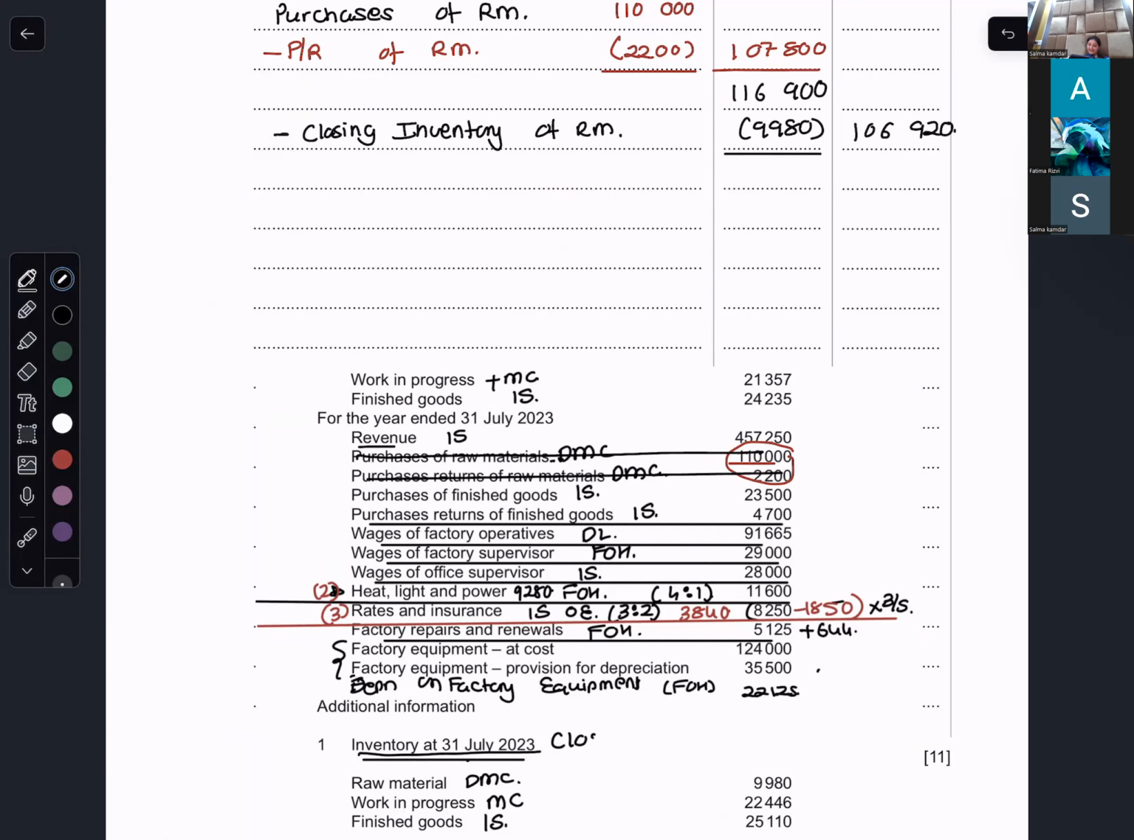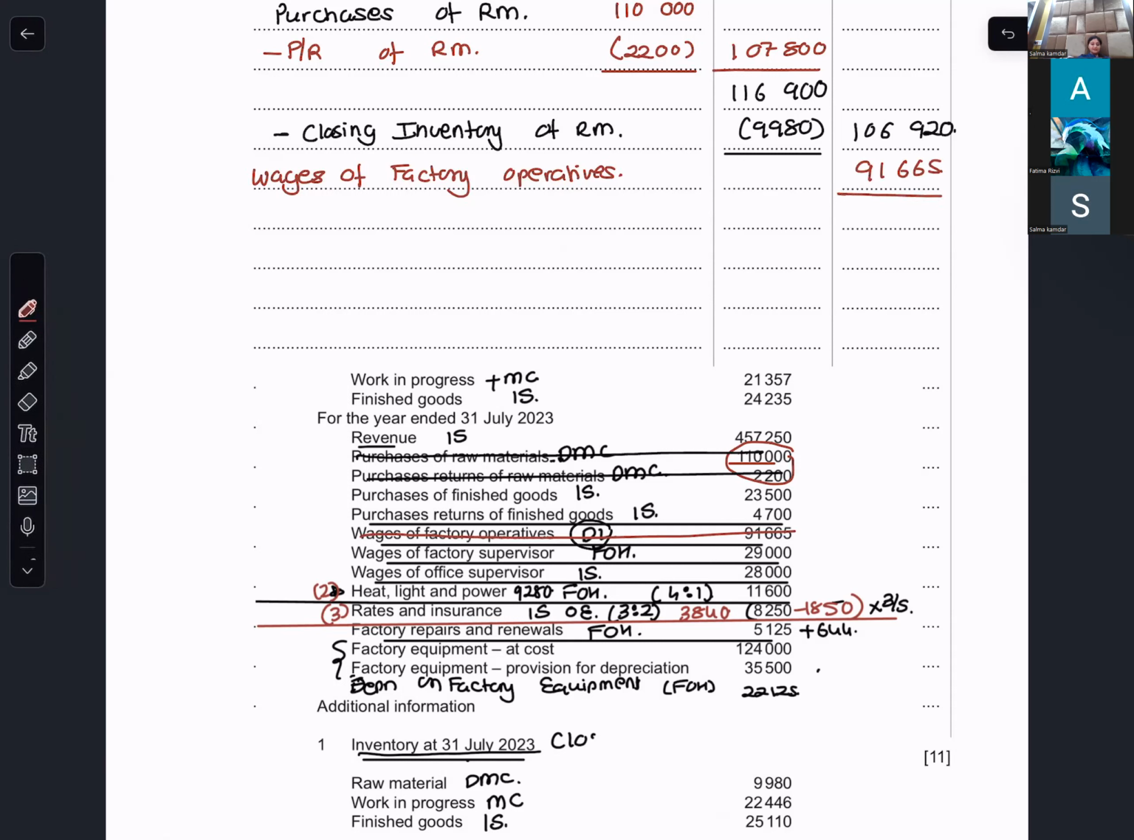Now what do we have? Direct labor. So I will write directly. You don't need to give it a heading. You can write it directly. Wages of factory operatives. This is your direct labor. 91,665.